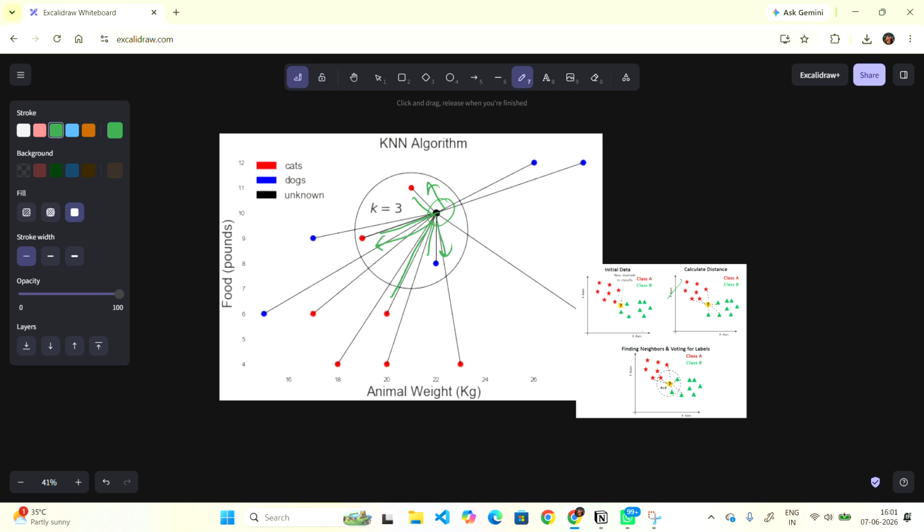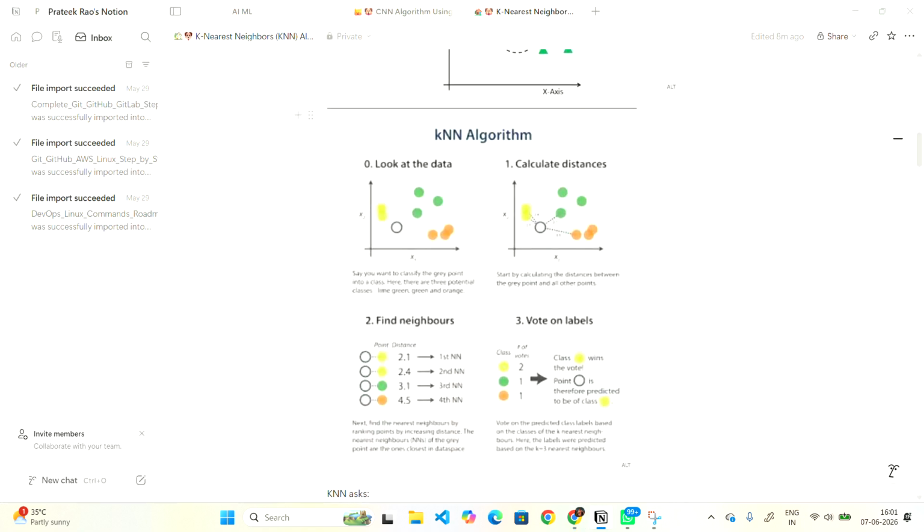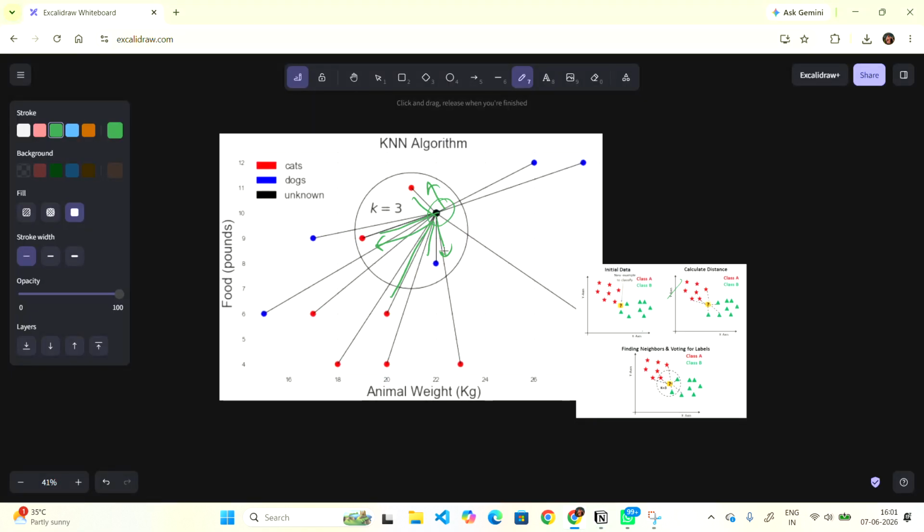Then vote on the label. We are going to start the vote. This is one part. Maybe 2 meters, maybe 3 meters, maybe this one is 4 meters. Like that, we are going to follow the step by step process here, guys.